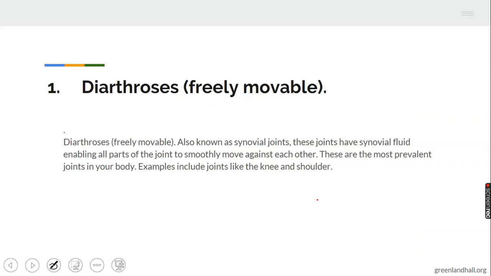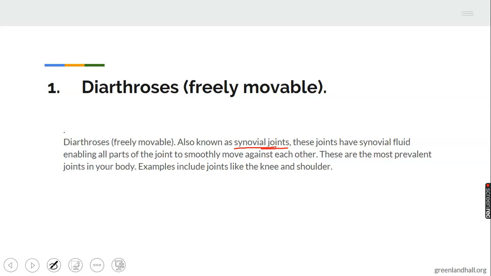Okay, we have the first one. They are called the diarthroses. Why are they known as diarthroses? They are freely movable. They move freely. These are also known as synovial joints. If you know a doctor, a doctor can tell you more about it, or you can also check online.